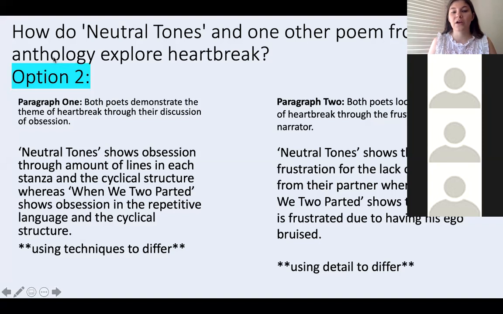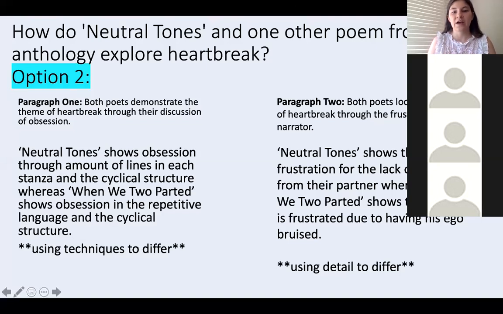All right, and then we look at option 2, which I've used the second topic sentence to show, which was both poets look at the theme of heartbreak through the frustration of their narrator. So now the other option is to use specific details to differ the two poems. That means Neutral Tones shows the narrator's frustration for the lack of effort from their partner, whereas When We Two Parted shows the narrator is frustrated due to having his ego bruised. Okay, so there's different kinds or different reasons for the frustration.